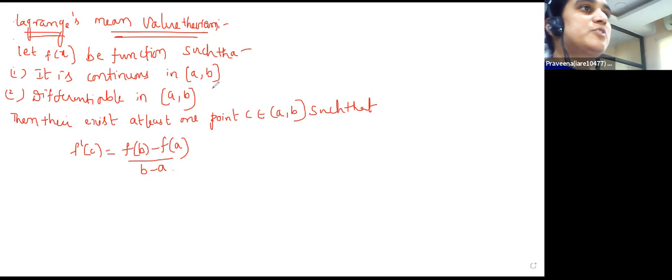Okay, first 2 points are similar to the Rolle's theorem. It is continuous and differentiable. Then there exists at least one point C belongs to AB such that here the formula f dash of C is equal to f of B minus f of A by B minus A. Note down now. After that, I'll start geometrical interpretation.